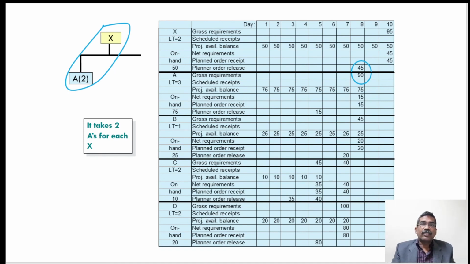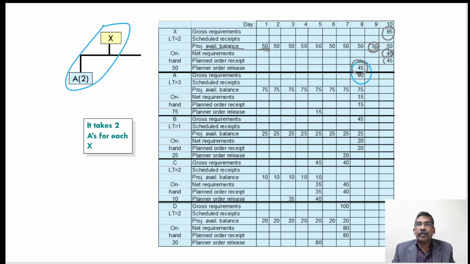MRP system? We can see here that this is the 45 items. Why is this 45 items but the requirement is 95? Because 50 is already available in the inventory, the projected available balance. 50 is already available in the inventory, so we must consume those 50, and the order for the rest of the items is to be placed, and this is 45.